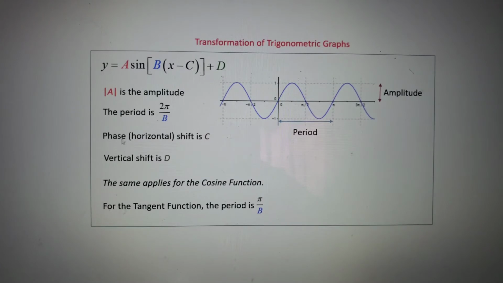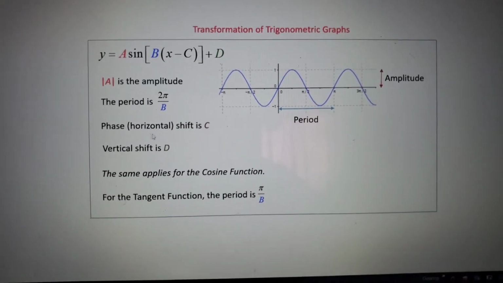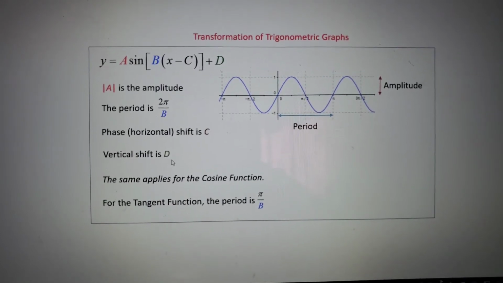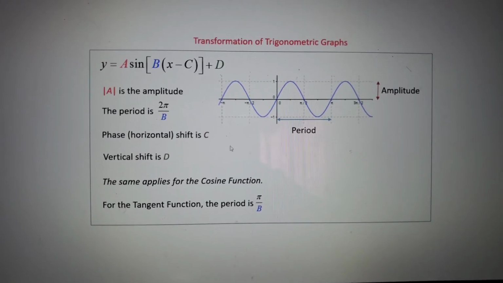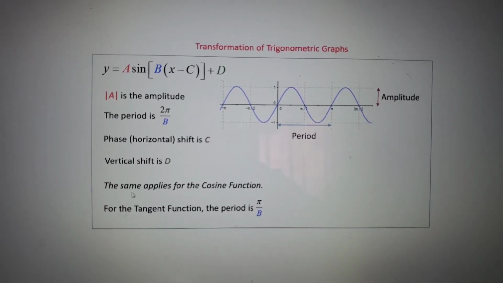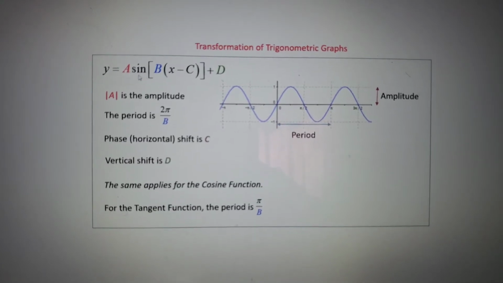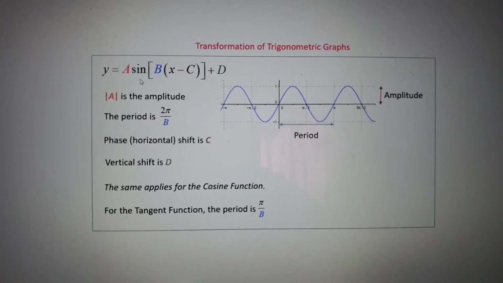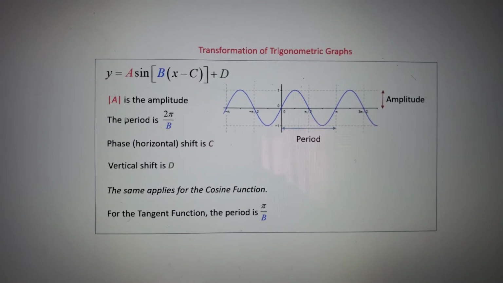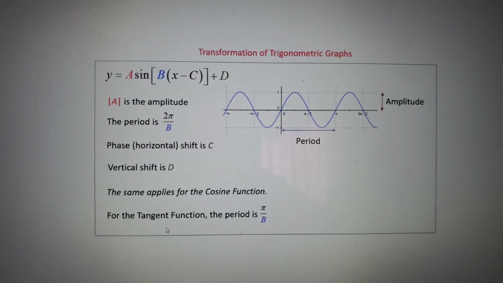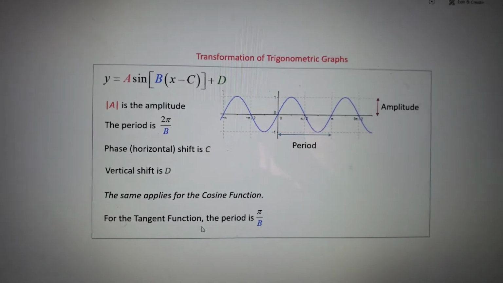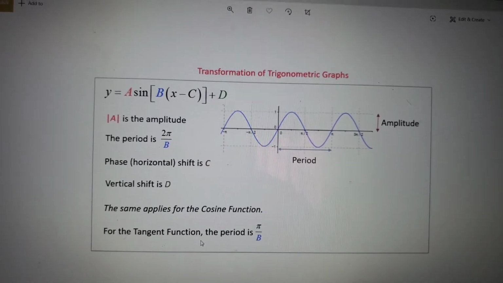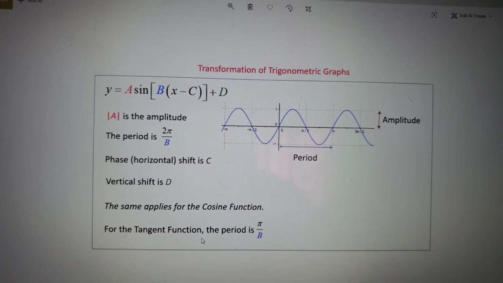Then you also have the phase shift or the horizontal shift, that's pretty much moving the graph left and right. Then you have the vertical shift, that's moving the graph up and down. And then you have a little note down here saying that the same applies for the graph of cosine. So this doesn't necessarily have to only be sine, it can also be cosine, and the same values apply. Then it says that the tangent function is identical to this. The only difference is that the period of tangent is found by taking pi divided by B.